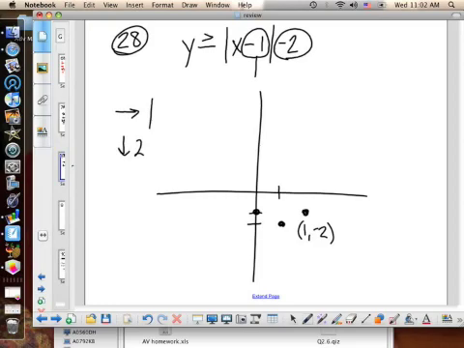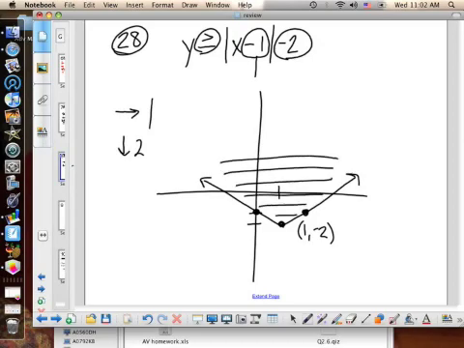What kind of line? Not dotted. And where are we shading? Up, which would be inside of it. Okay? Yes?